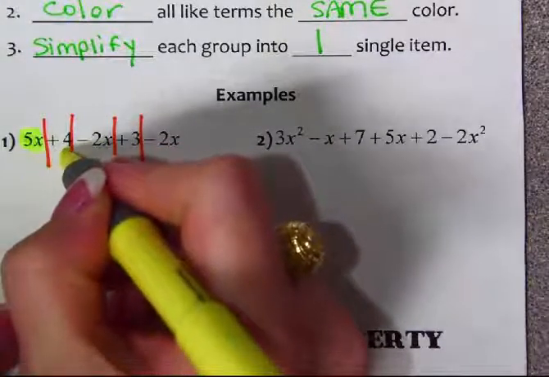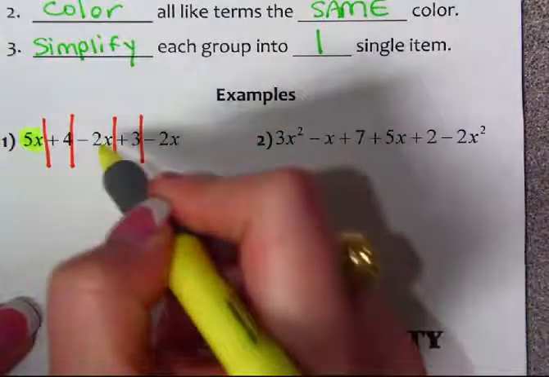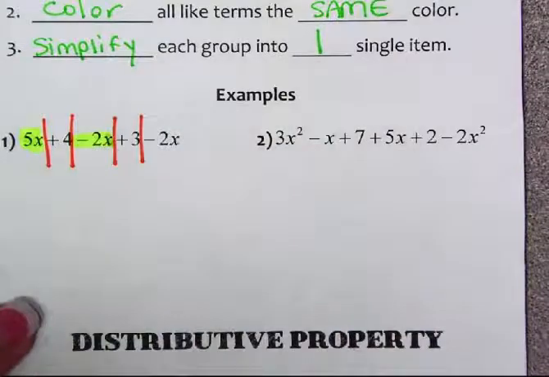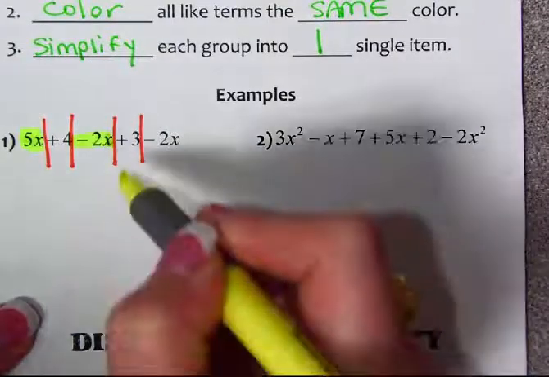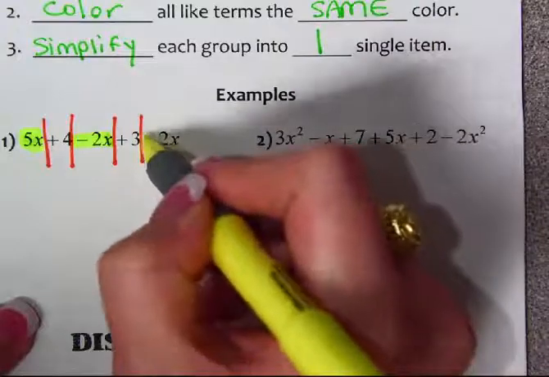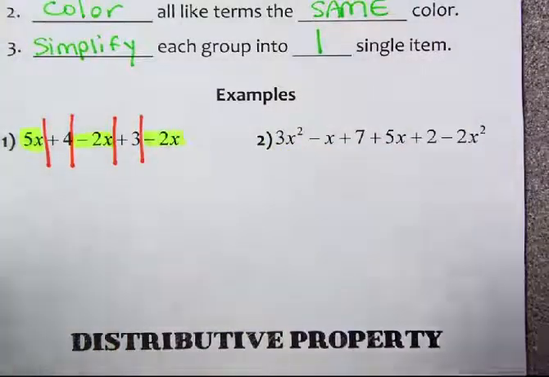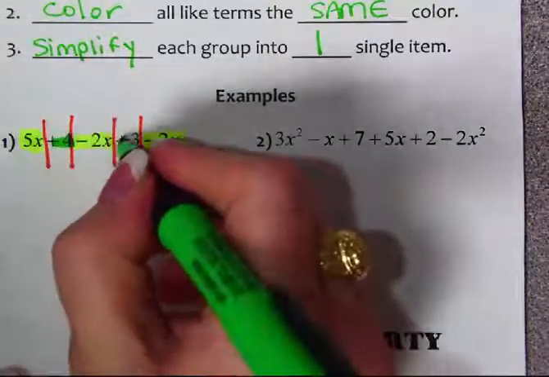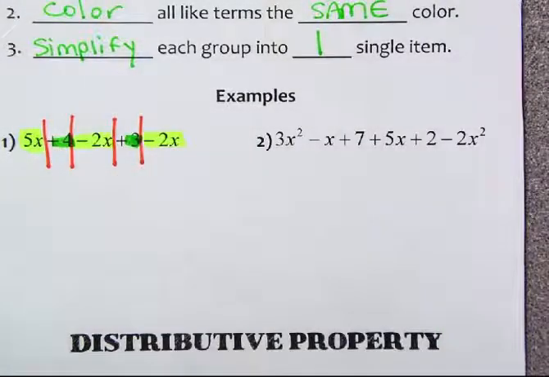So 4, there's no x with that, so it's not a like term. The 2x, yes, this is a like term, so I'm going to highlight it, including the minus sign. 3, nope, there's no like term there. Oh, but here's another minus 2x. So those are together. Now I look at the 4. So the 4 is just a constant. All constants go together. So 4 and 3 will go together with each other.